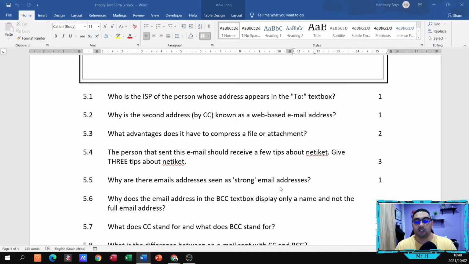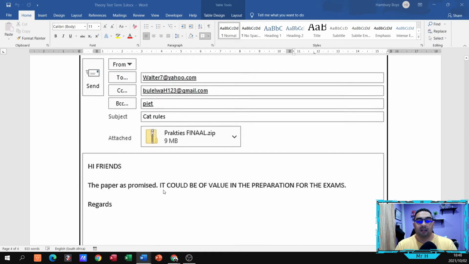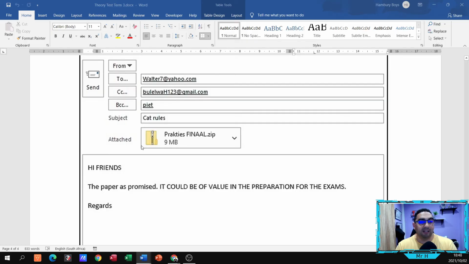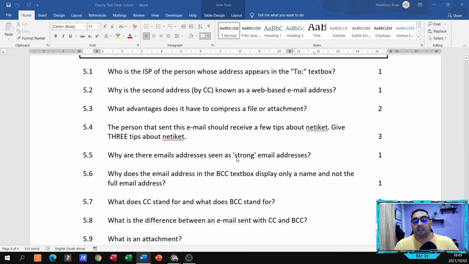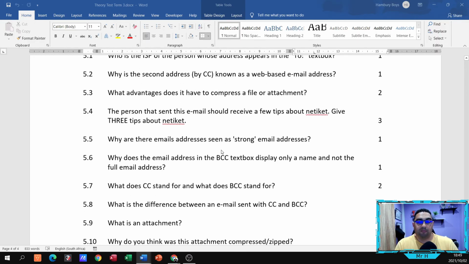Why are the email addresses seen as strong email addresses? Let's go to the memo and see why they are saying that. Well, it's simply because these 2 email addresses don't only contain letters, but they contain numbers as well. If you can remember, when it comes to a password, we usually say that a strong password consists of letters, both lowercase and uppercase, and numbers. In this case, do we have a username here that's got lowercase letters? Yes. Uppercase? Yes. Numbers? Yes. Then it would be considered a strong email address.